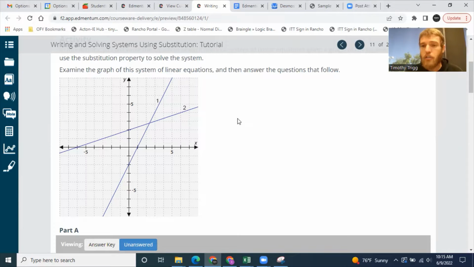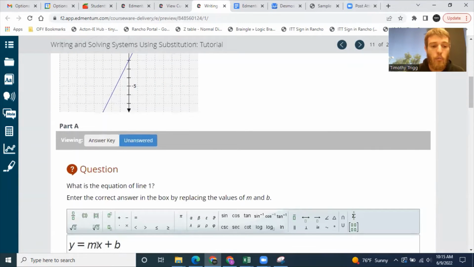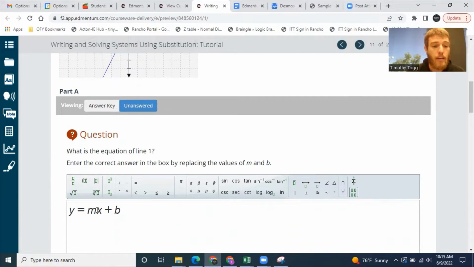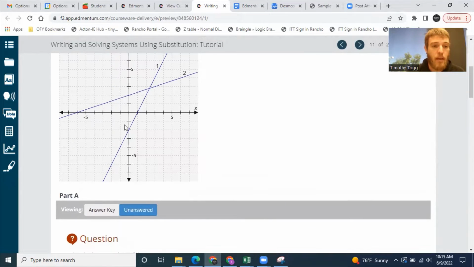So it's hard to solve this one through graphing and find the exact values, but through substitution, it's actually pretty easy. So the first thing we want to do is find the equations of the 2 lines. So let's go ahead and look at line number 1. Remember, to find the equation, we can write it in the form y equals mx plus b, the slope-intercept form. So we need to find the slope and the y-intercept of line 1.